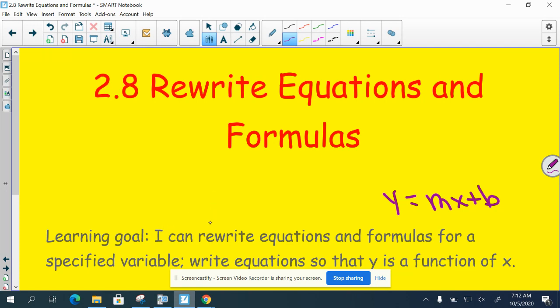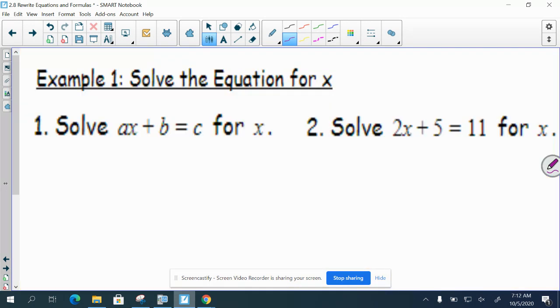Okay, then also some equations where you might want to solve for a different variable or for formulas that you might use in the real world or in science class. So let's look at a few examples. So number 1, solve ax plus b equals c for x. All right, so we're going to solve for x here. So we want to get x by itself, everything else on the other side.